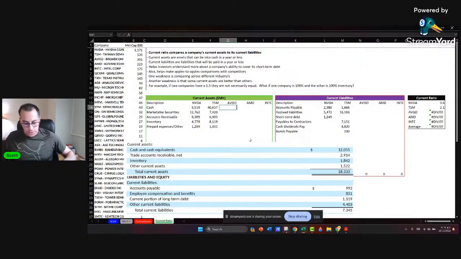Let's see, Broadcom. Okay, cash, 12 billion. Okay, accounts receivable. Some companies call them trade receivables. Same thing, 2914. Inventory, 1842. And then other, 1522. Well, let's look at other.